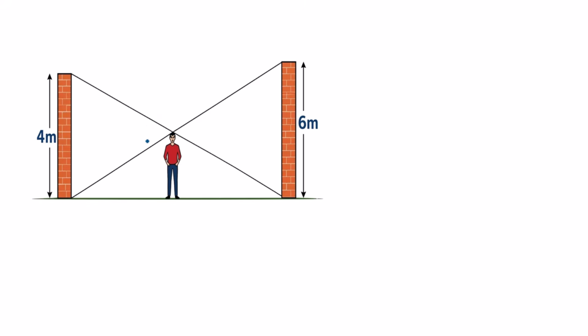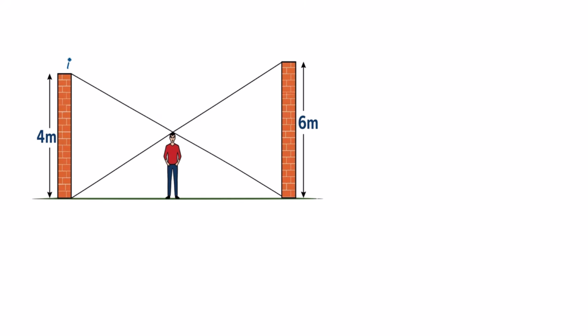These two lines are formed by the top of this first wall and the ground of this second wall, and the bottom of this first wall and the top of this second wall. So the joining of these two lines is this point. We have to find the height of this man.